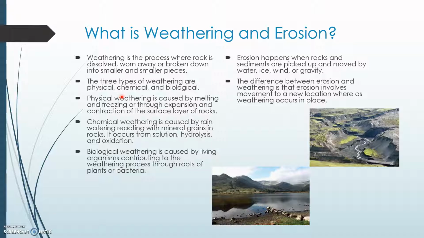And the three types of weathering are physical, chemical, and biological. And the three are listed here with a little bit more brief details.